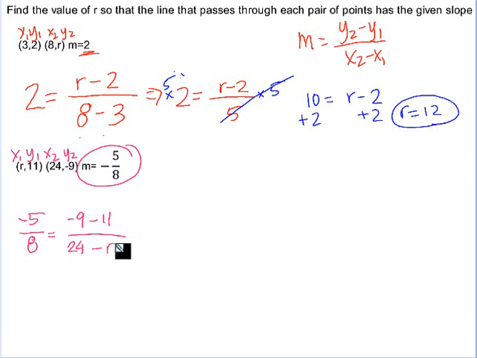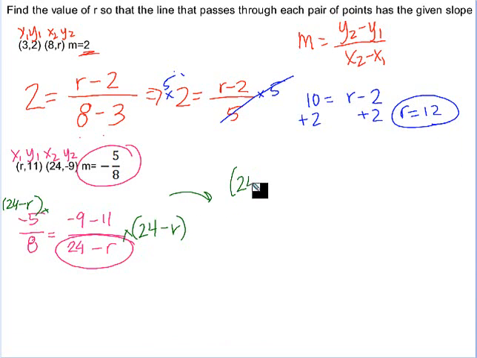Okay. Now, in this case, we have 24 minus r in the denominator, and we can't just simplify that, so we have to get that out of the denominator. So we can do this by multiplying both sides of the equation by 24 minus r. So this would give us 24 minus r times negative 5/8 on the left-hand side is equal to negative 9 minus 11. Well, we know negative 9 minus 11 is really negative 20.